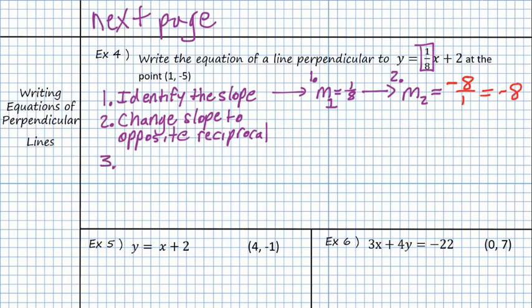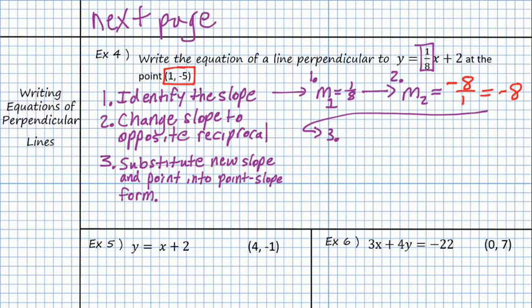And then our final step is we're going to substitute the new slope and point into point-slope form. So again, we identify our point as 1 comma negative 5, and our slope as negative 8. So I have m2 is equal to negative 8, and my point is going to be 1 comma negative 5. And so we can just start plugging in. So I have x1, y1, and so I'm going to say y minus negative 5 is equal to negative 8, comma, x, and then minus 1.